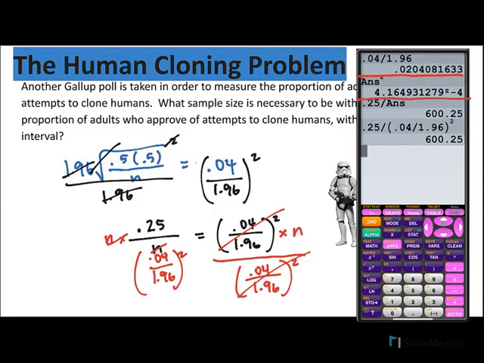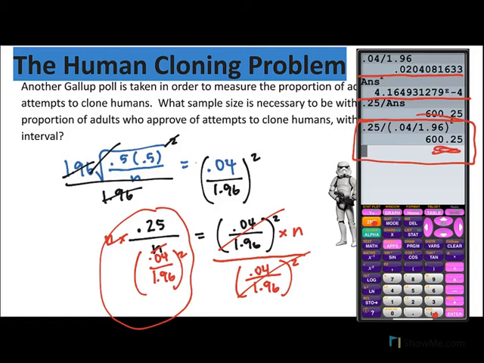But you can also get to that answer, the A N S, by doing second negative, and that will put in the answer. That'll help with the next step, because the next step was to divide 0.25 by that number. So 0.25 divided by, and then second negative to get the little A N S, and there you go. I could also get that same answer by doing the entire math at the very end using what we have here. So 0.25 divided by parentheses 0.04 divided by 1.96 close parentheses squared gives me the same answer. Either way, I get an answer of 600.25.